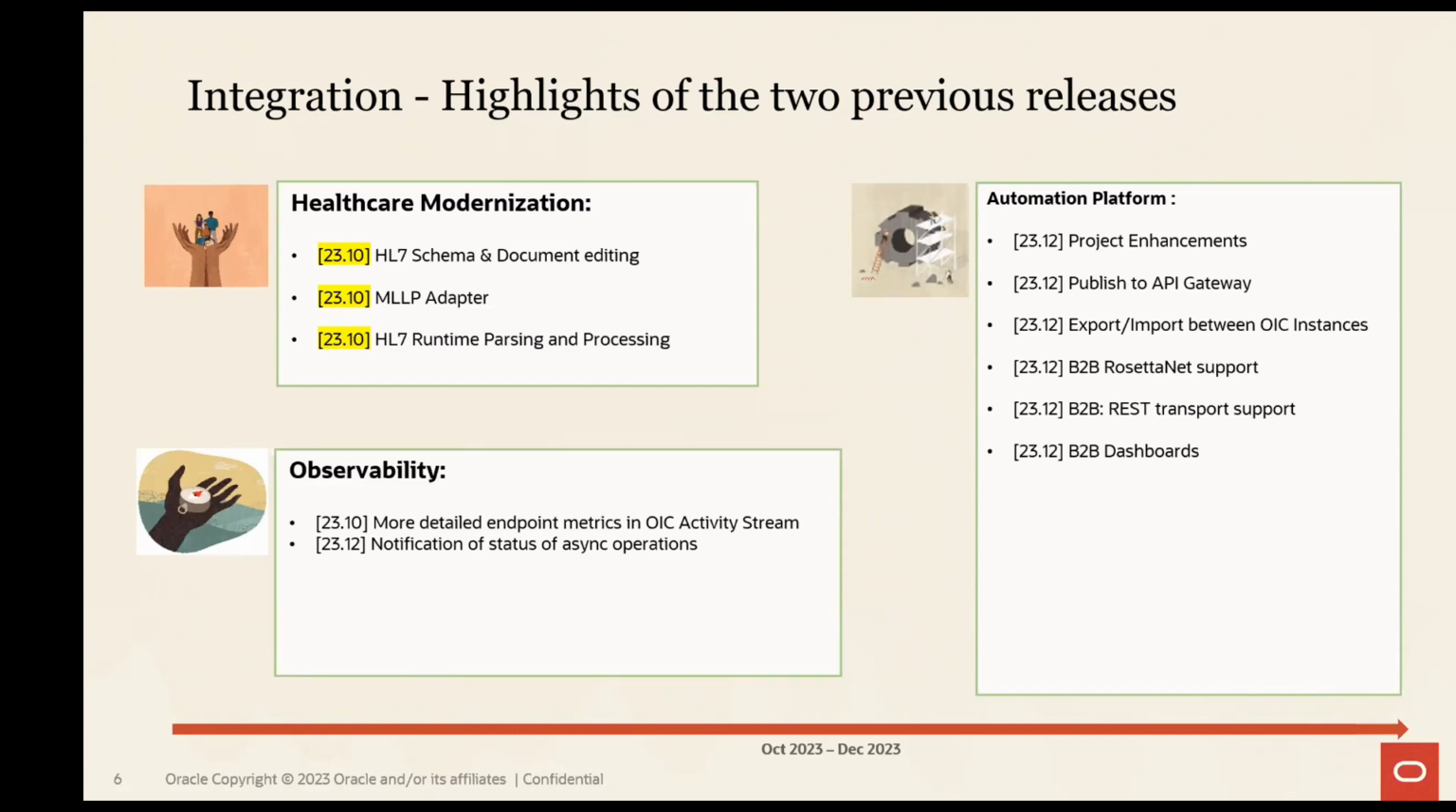B2B RosettaNet support, the REST transport support, and there's been more work done in this area, as we will see going forward. Also very interesting from an observability perspective is the fact that under observability in OIC we now have not just the integration dashboards, but also a specific B2B dashboard as well.